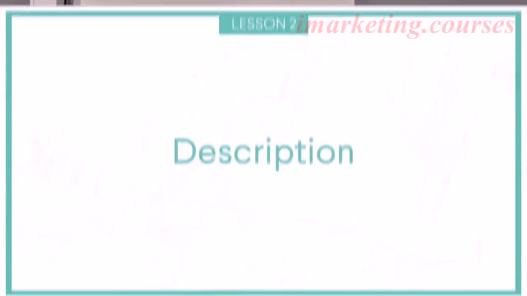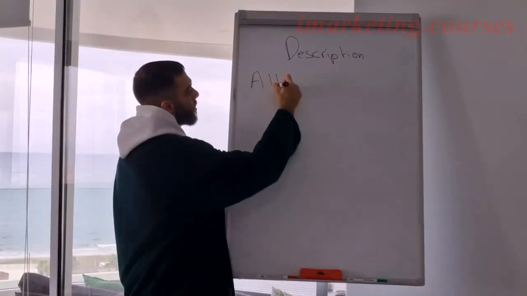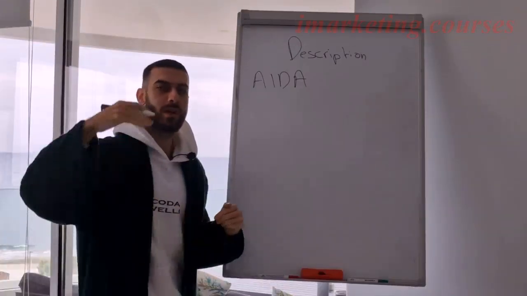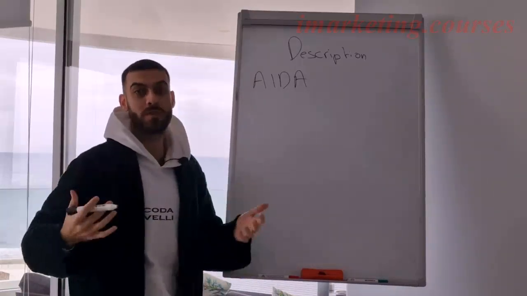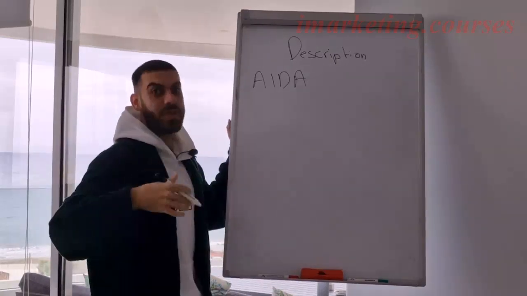Okay, so your description. How do you make a super effective description? Well, a lot of people like to use something called the ADA framework. This is basically just a formula of writing that can take your customer through a series of emotions where at the end of it, they want to buy your book because you took them through a journey of understanding your book, which makes them more likely to buy.